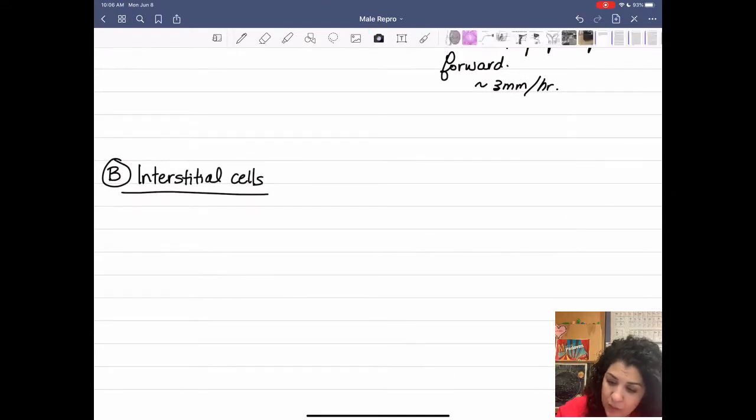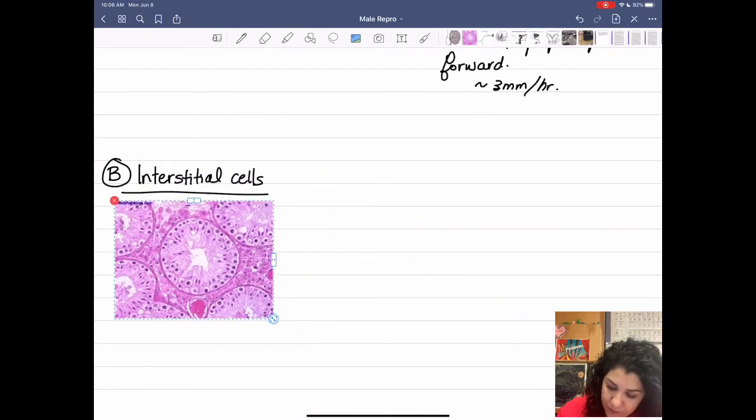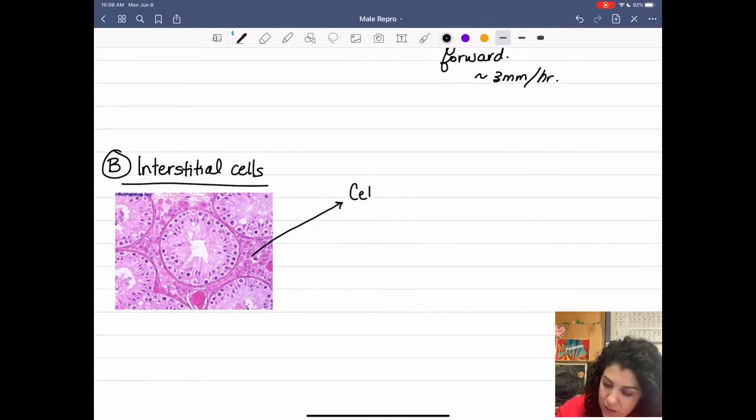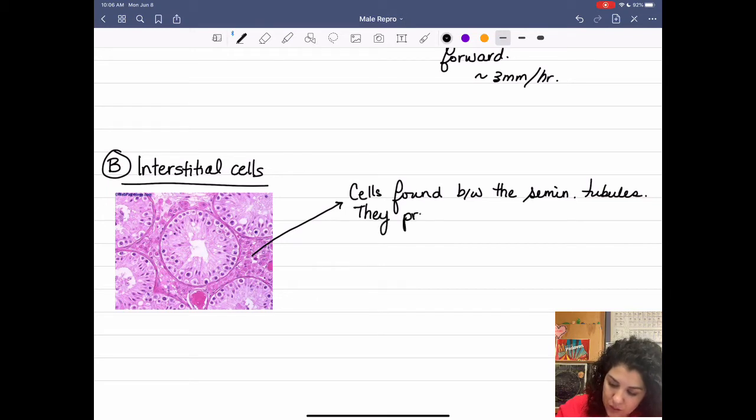So what I'll do is I'll pull up the picture again and I'll shrink it down. And this time, these guys right here are the interstitial cells, right there in between. So these are the cells found between the seminiferous tubules, and they produce testosterone. Okay, so they are the ones that produce testosterone.